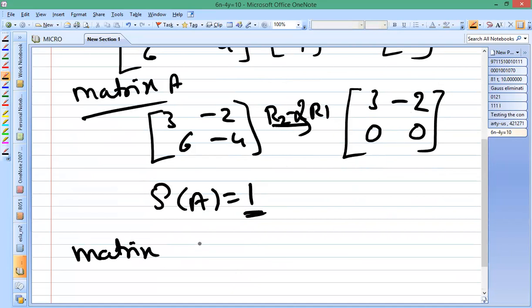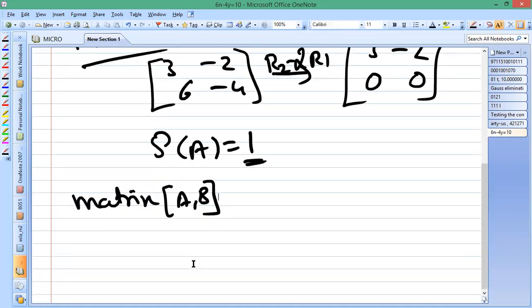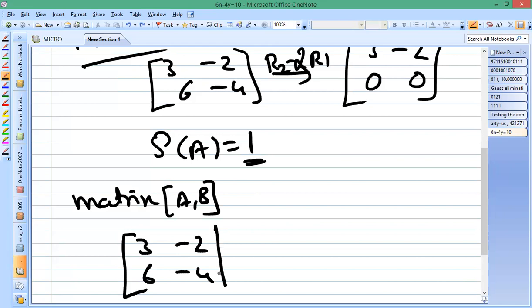A comma B can be written as 3, minus 2, 6, minus 4, and on the right hand side we have 6, 10. On this also perform R2 minus 2 R1.